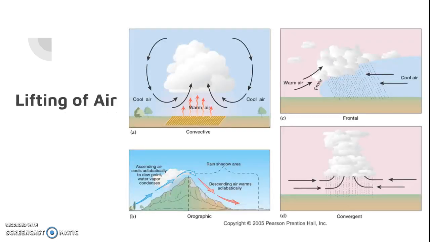The lifting of air can be described as mechanisms that force the air in the atmosphere to rise. There are 4 mechanisms as to what causes an airlift: convective, frontal, orographic, and convergence. But today we are only discussing 2 of the processes that lift air.